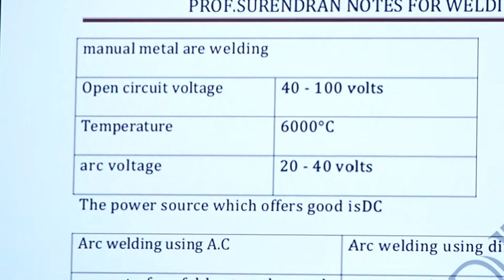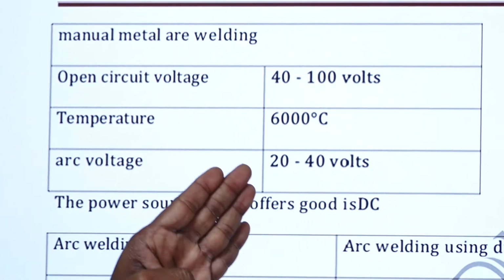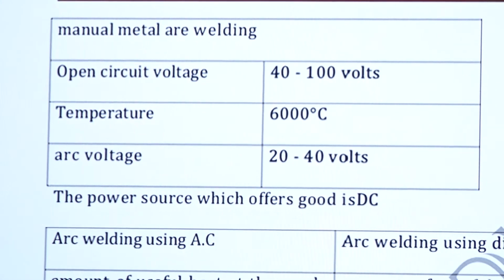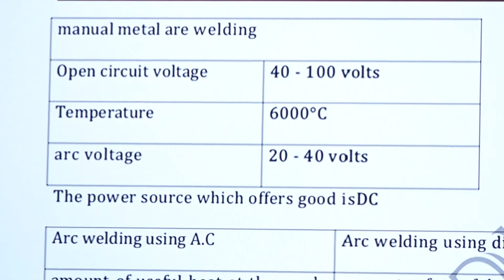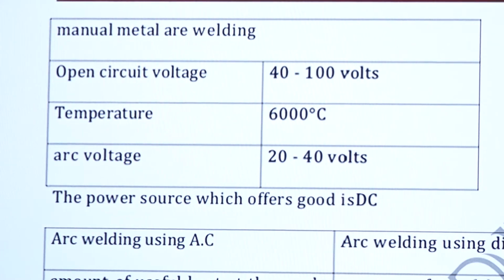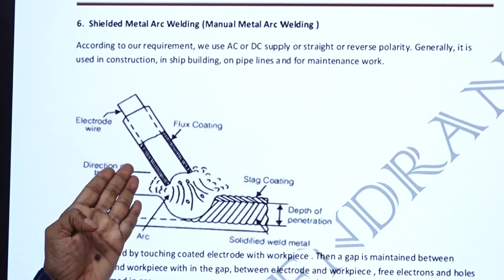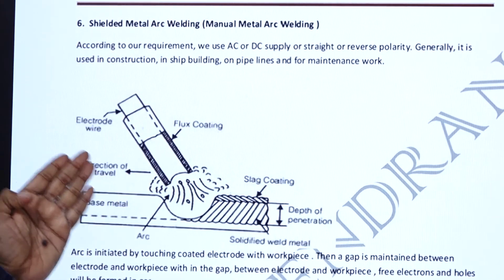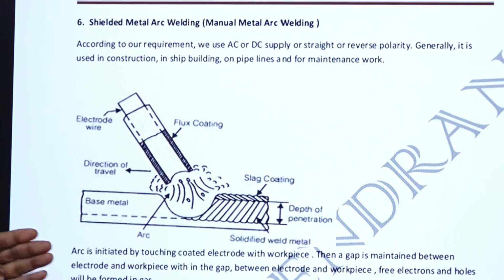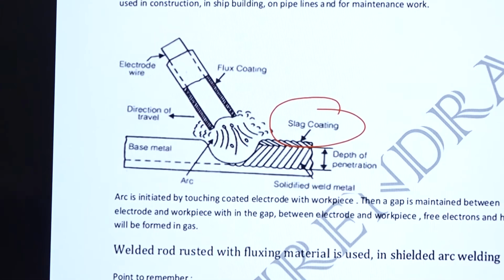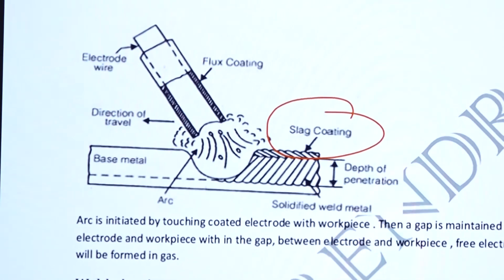In manual metal arc welding, we have 40 to 100 volts as open circuit voltage and arc voltage of 20 to 40 volts. The temperature produced is approximately 6000 degrees Celsius. You are observing shielded metal arc welding where the flux coating is there and the electrode is inside. The direction of travel is given, it is backward, and after welding you can observe the slag coating. The slag can be removed by chipping action.